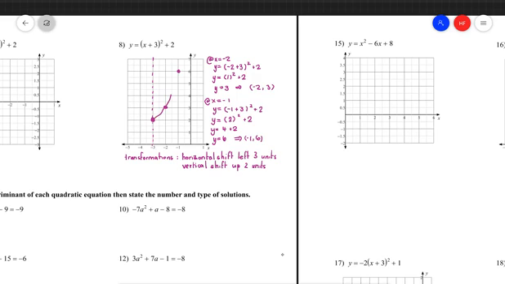So that's the right side of my parabola. It is facing up because, again, this is a equals 1. It's positive. And so I'm going to reflect across that axis of symmetry to get the left side, and then connect those points.